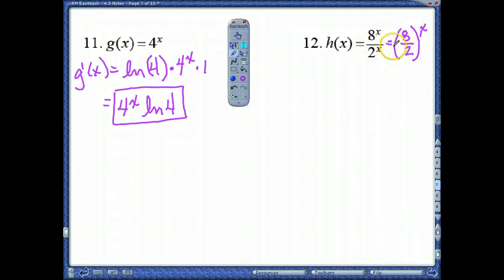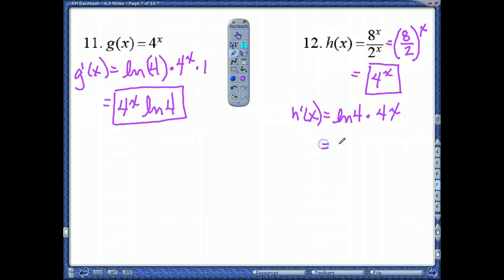But now that I have my parentheses around the 8 halves, I can simplify that 8/2, which is 4. So really, 8 to the x power divided by 2 to the x power is 4 to the x power. And this is much easier to take the derivative of. Heck, we just did it. If I don't simplify it, then I will absolutely have to do the quotient rule.